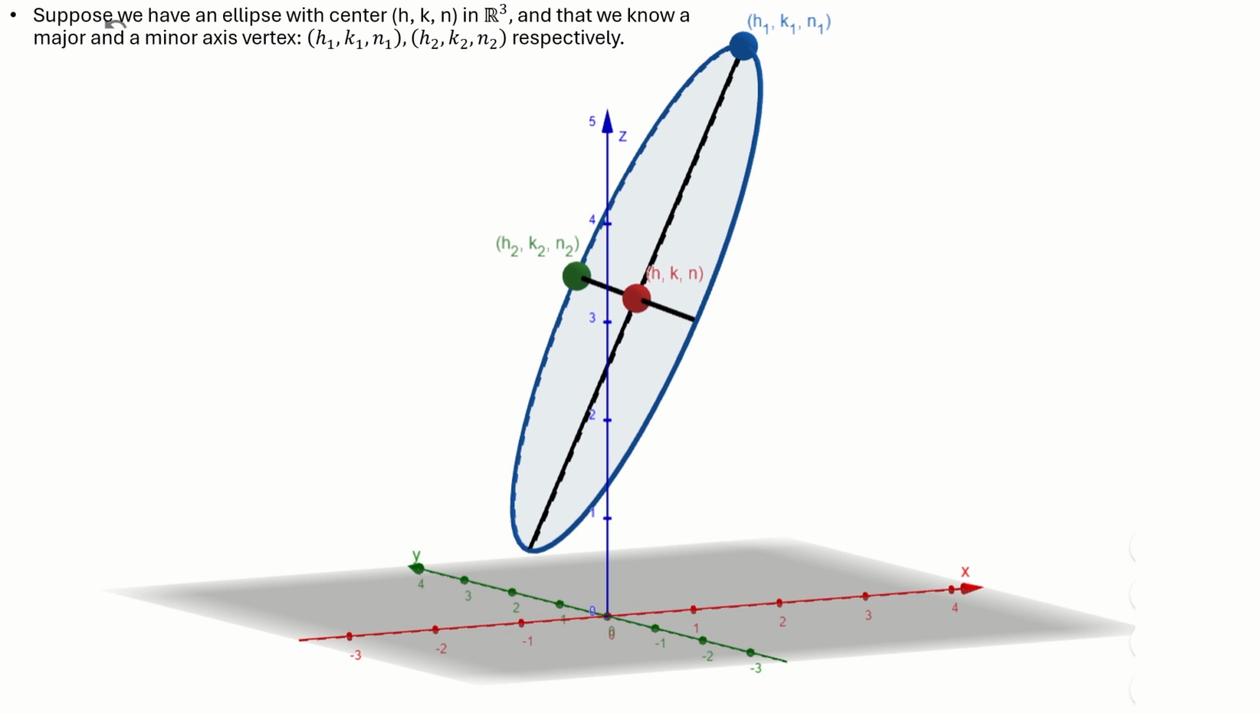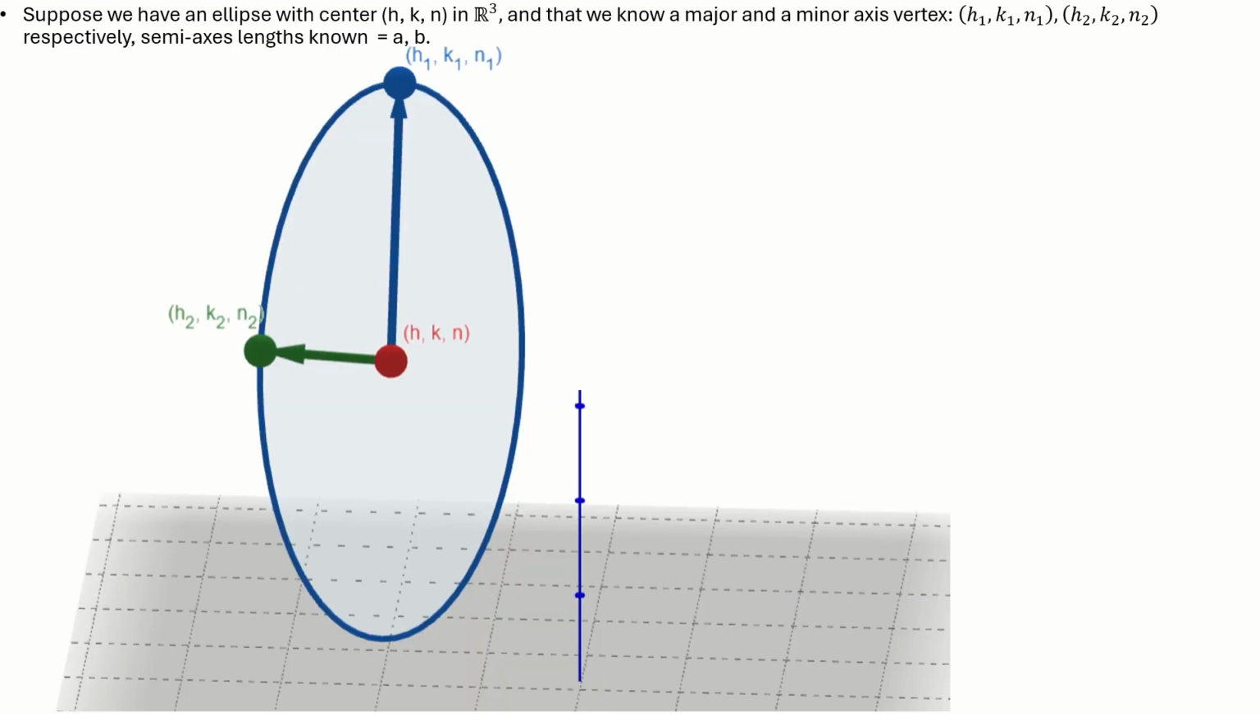Using the center point and the major axis point, you can find the semi-major axis length using the distance formula. Similarly, using the center point and the minor axis point, you can find the semi-minor axis length. We'll call these A and B respectively.